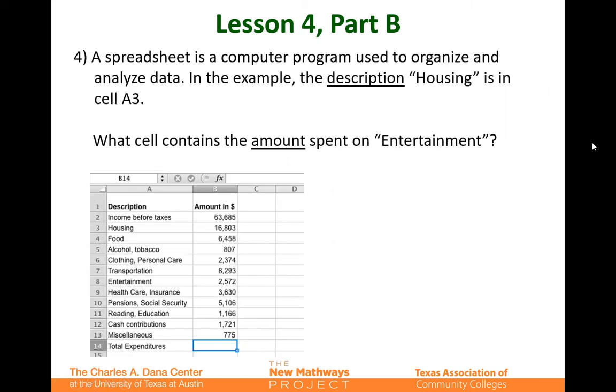A spreadsheet is a computer program used to organize and analyze data. In the example, the description housing is in cell A3. Notice they wrote the column, that's column A, and then the row. So we can think of that as column, row.